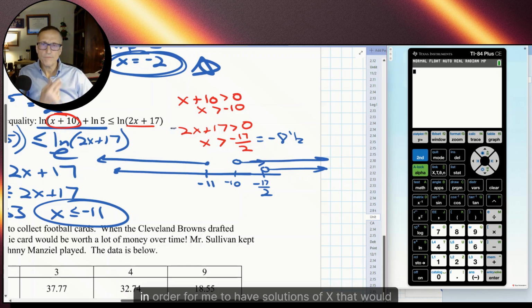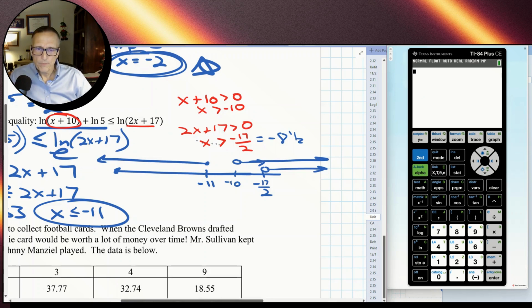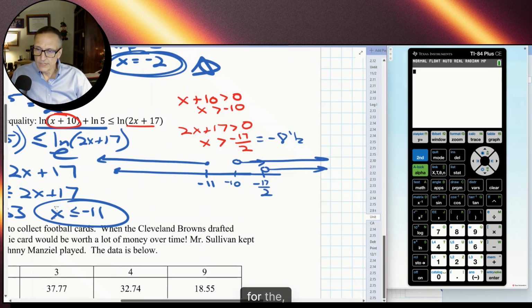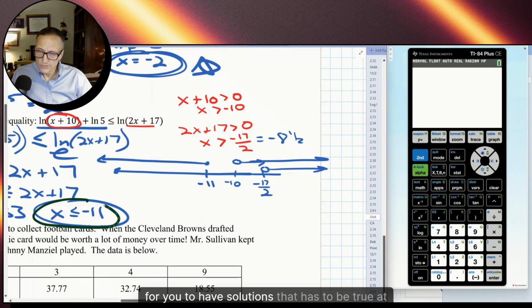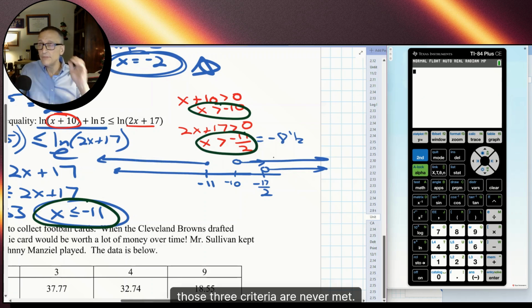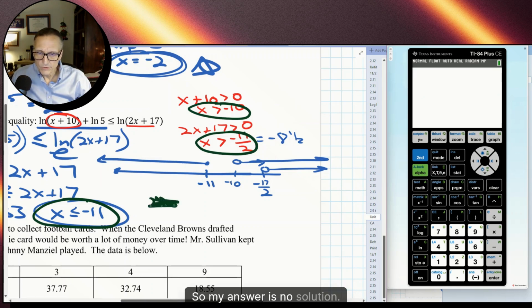In other words, in order for me to have solutions of x that would solve this inequality, there would have to be an overlap between these three things, because all three of these things need to be true for you to have solutions. That has to be true at the same time that that's true, at the same time that that's true. And since there's no overlap, those three criteria are never met. There's no solutions to this. So my answer is no solution.